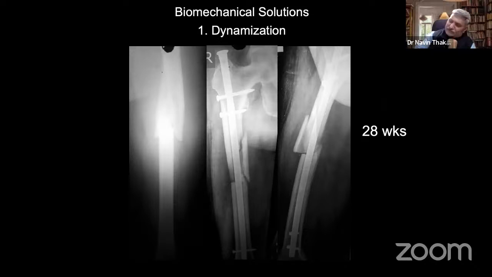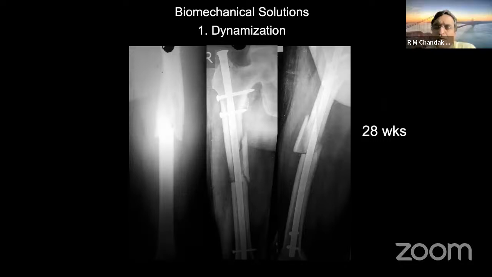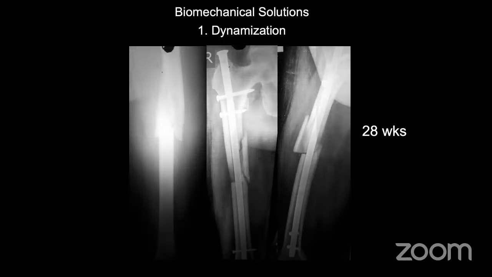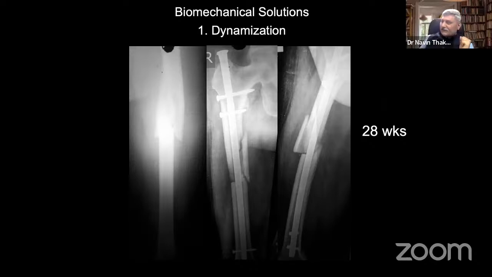28 weeks, proximal femur. This patient had 5 to 6 fractures, ulna, radius, shoulder, multiple fractures, in a polytrauma setup. This is a comminuted fracture. This dynamization is not going to help. It will make a more unstable fracture. It needs bone augmentation by plate and bone graft. Yes, you are right, sir. Perfectly right.